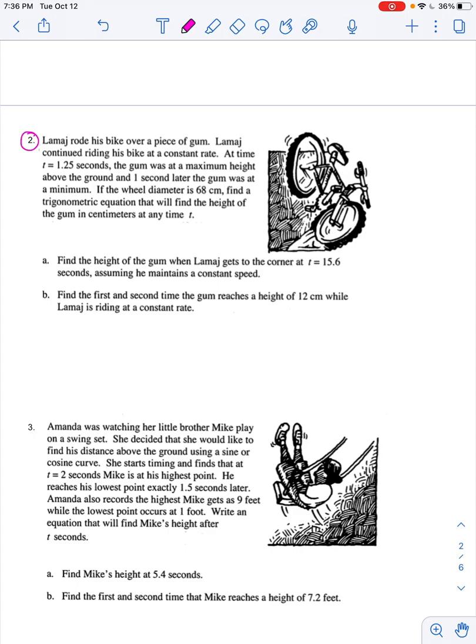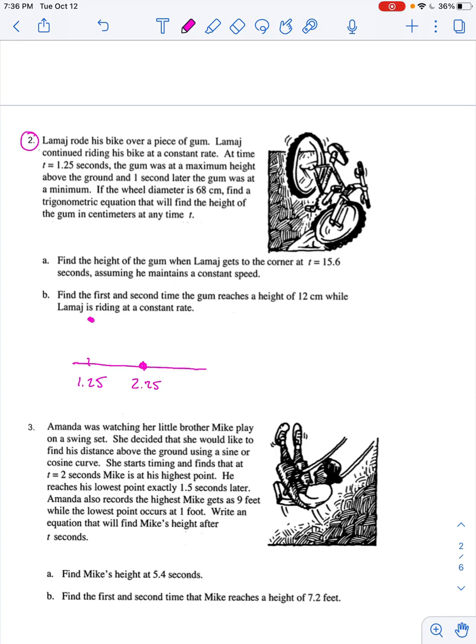Now, here's the strategy that I would like you to do. Okay, I'm going to draw a line here, and I'm going to mark off some stuff that's given. So what it says is at 1.25, the gum is at its highest point. So I'm going to model that there. Now, if this is gum on a tire, does everybody agree that the minimum would be at 0? So when does that occur? That occurs 1 second later. So this is just some problem-solving strategies. I'm going to call that 2.25, and I'm going to call it right there.